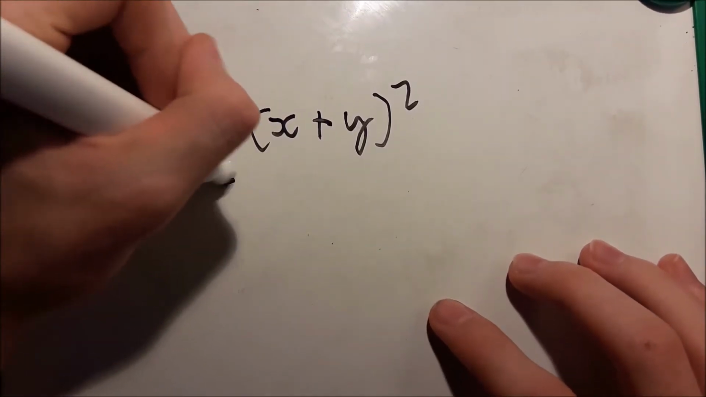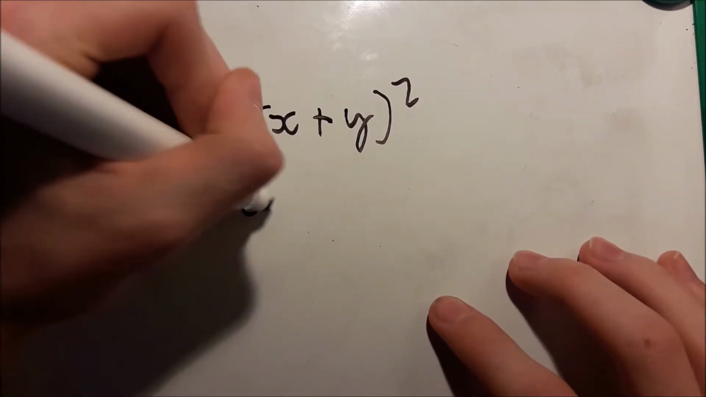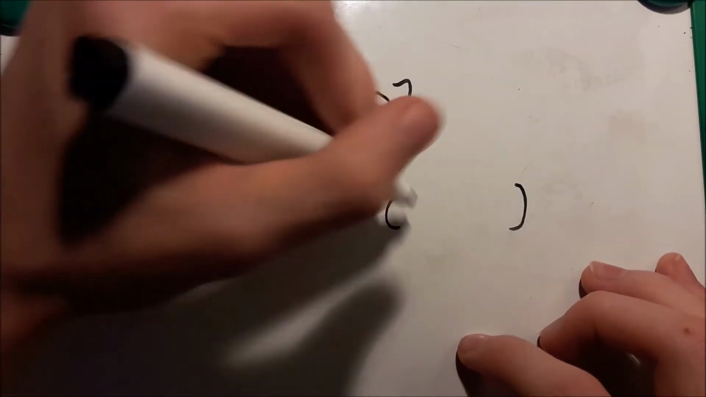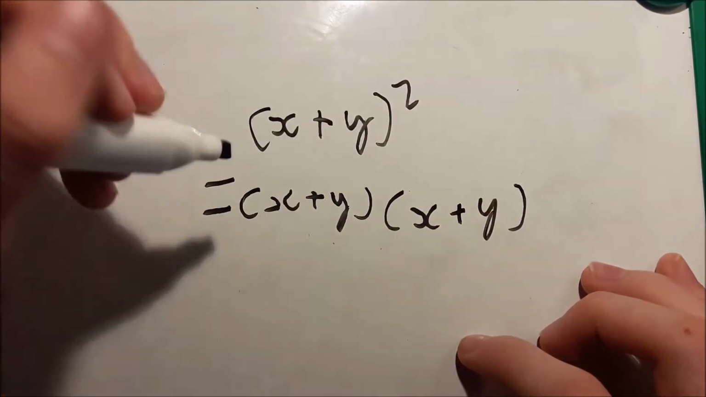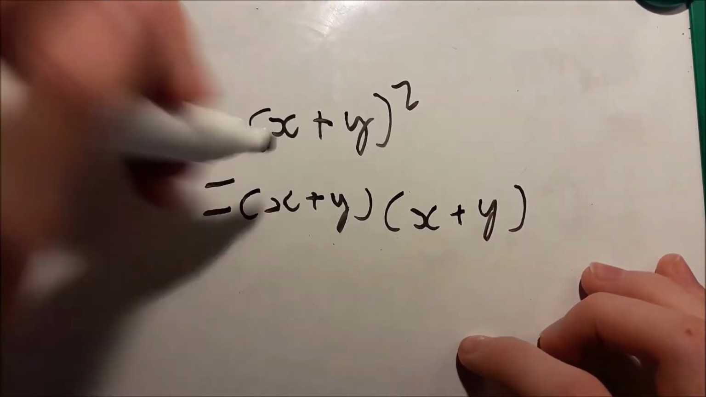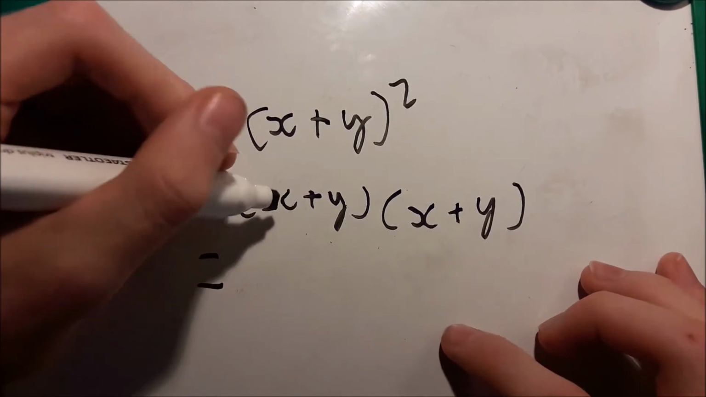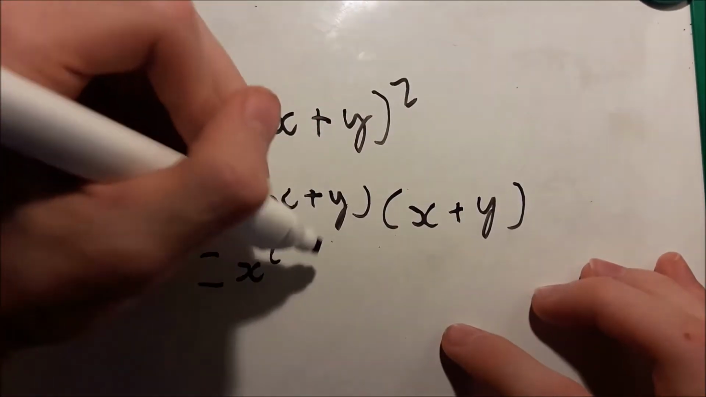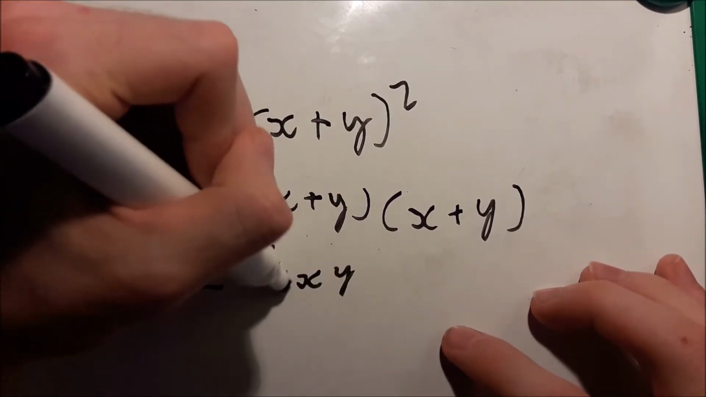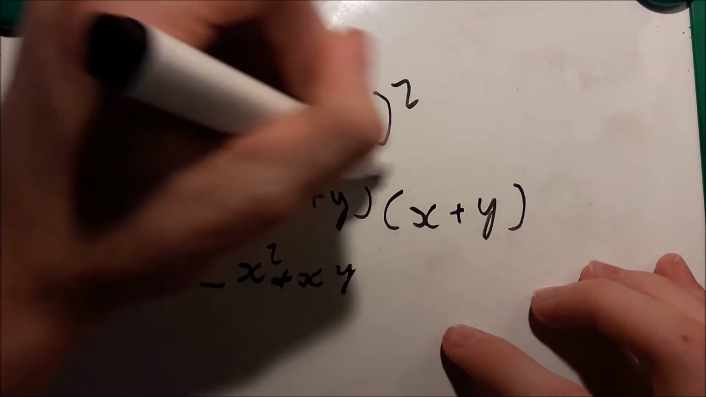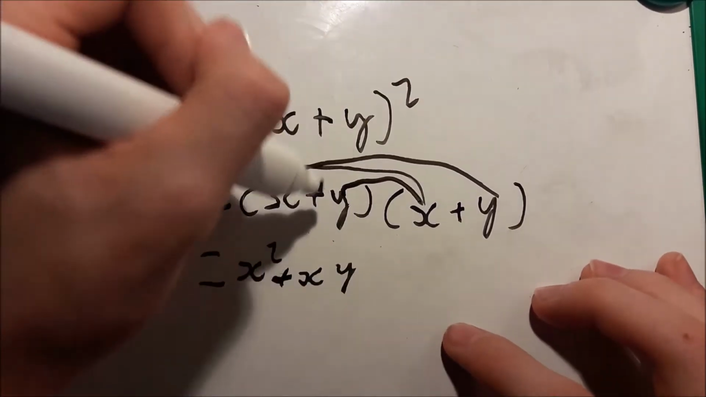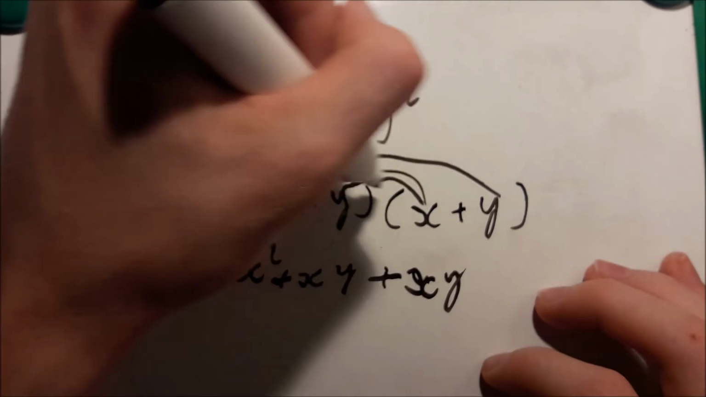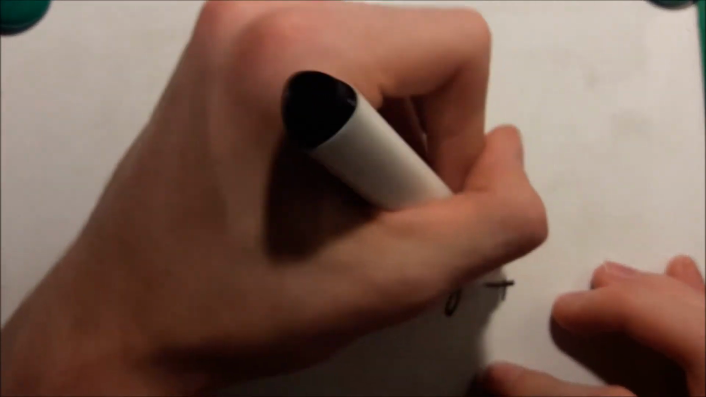So now we're saying this bracket is being timesed twice, multiplied with itself. So now we say x times x is x squared. x times y is xy, so plus xy. Now we've done that, we do the same with the y. y times x is another xy. y times y is y squared.